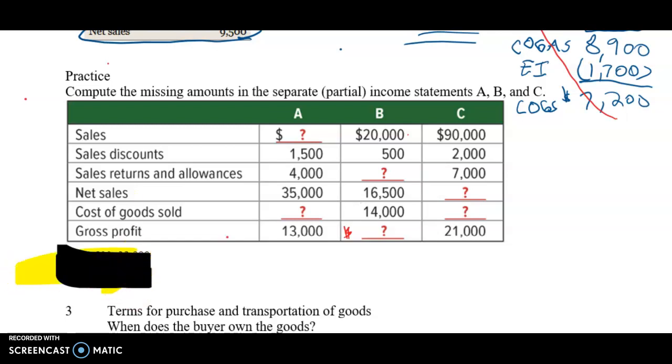Welcome to part 2 of chapter 4. In this problem, we're going to look at this practice problem. It's very important. And I want to first discuss net sales.